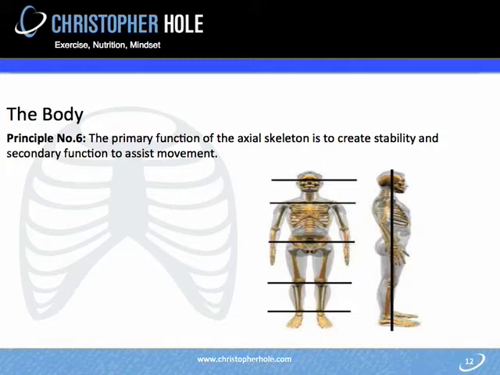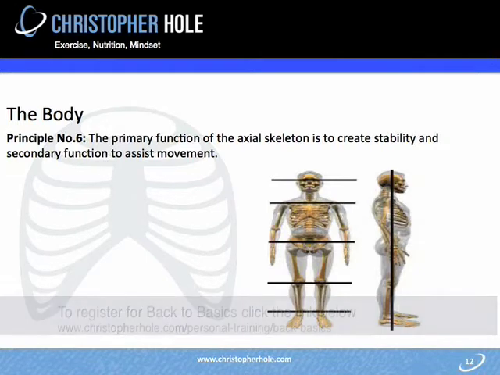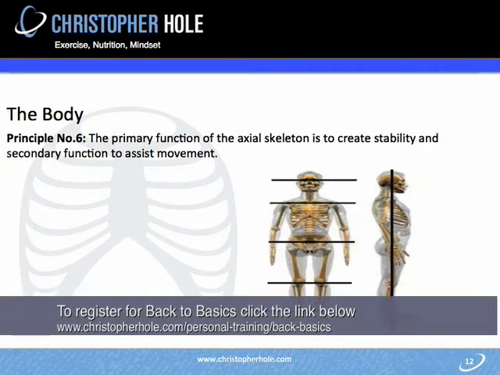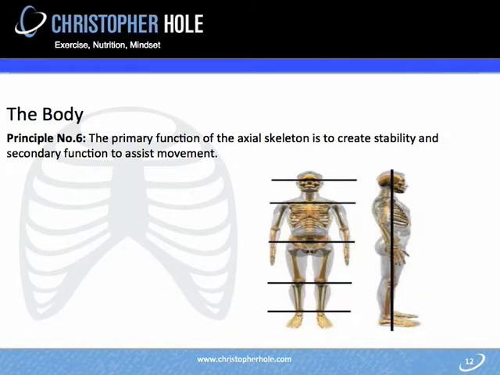So this is principle number 6, the primary function of the axial skeleton. Now the axial skeleton is your torso, so your spine, your ribs, your pelvis. The primary function of the axial skeleton is to create stability. So that is, in a sense, your foundation. If you can picture a canoe on water and a cannon within it, your torso, your axial skeleton, is the canoe.